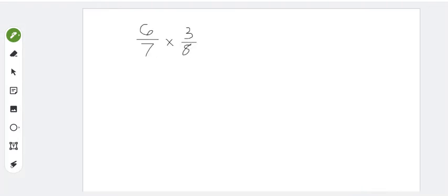Let's try fraction times a fraction. So again, when I multiply fractions, it is numerator times numerator, so 6 times 3, over denominator times denominator, 7 times 8. 6 times 3 is 18, and 7 times 8 is 56. Because both of these numbers are even, I know I can divide both of them by 2 to reduce or simplify the fraction. So 18 divided by 2 is 9, and 56 divided by 2 is 28.